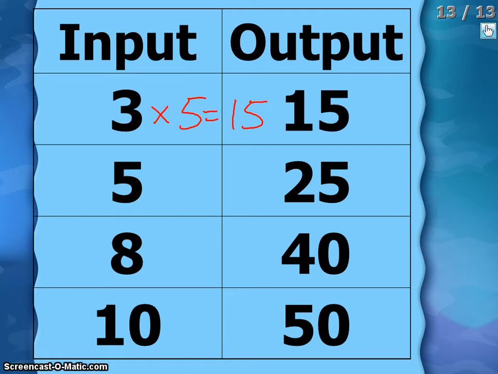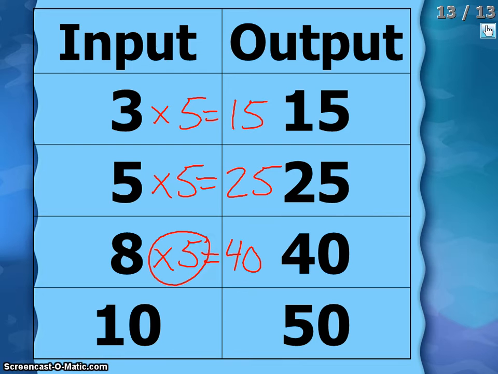but I need to check it for every single one. So I have my 5, I multiply that by 5, I know that gives me 25. 8, I multiply that by 5, I know that gives me 40. Now, even though the first 3 have followed the rule of multiply by 5, I have to do it for every single one. So I go down to my 10. If I multiply my 10 by 5, I know that gives me 50. So I can see that the rule for this table is multiply by 5.